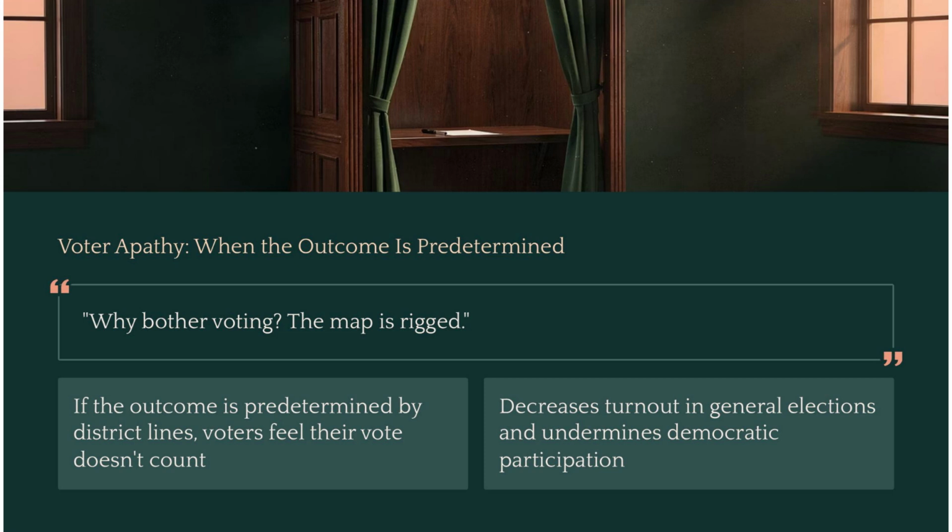If the outcome is predetermined by district lines before the campaign even starts, voters feel their vote doesn't count. This decreases turnout in general elections. It creates a cynical citizenry that believes the system is fixed against them, because in many ways, it is.